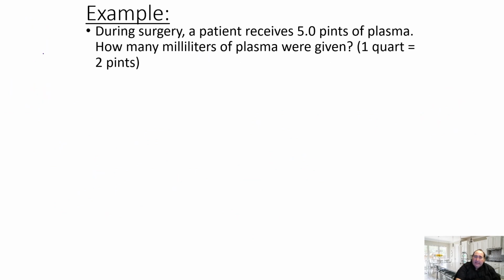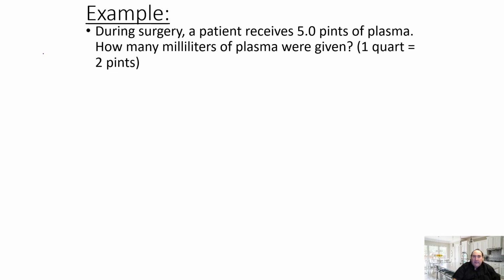All right, let's take a look at another one here. During surgery, a patient receives 5 pints of plasma. How many milliliters of plasma were given? We have 1 quart is equal to 2 pints. And why don't you give that a go and see what you come up with here.